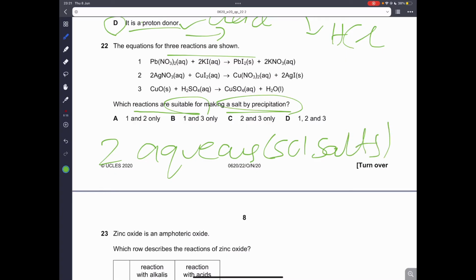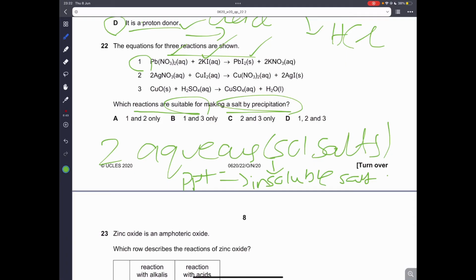And when you mix the 2 aqueous or soluble salts together, you will form an insoluble salt, and this is called the precipitation method. This is one of the methods to make insoluble salts. So here we know that there are 2 salts in option 1, and then it creates a solid, which is basically an insoluble salt. So this seems to be the correct answer as well.